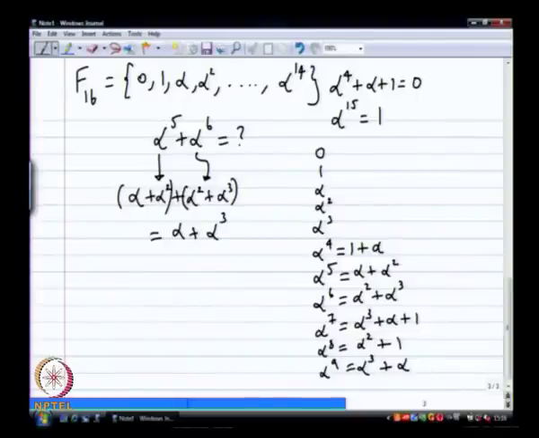Is that okay? Now you go back to this table and look it up, you see that this is the same as alpha power 9. So, using this I can now say that these two things will add up to give me alpha power 9. Another thing you can do is you can take this equation alpha power 4 plus alpha plus 1 equal to 0 and multiply by alpha power 5. So, you directly get the answer alpha power 9.